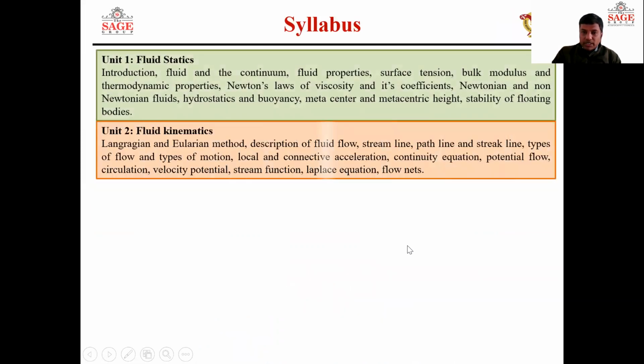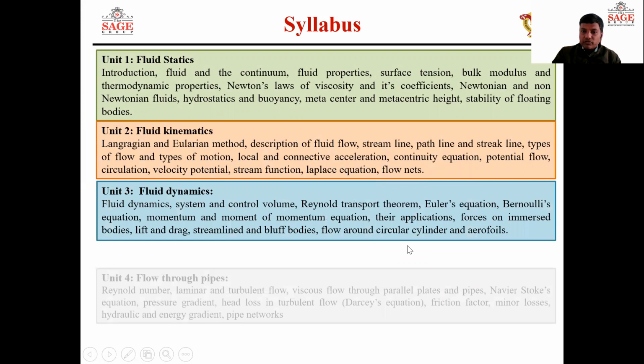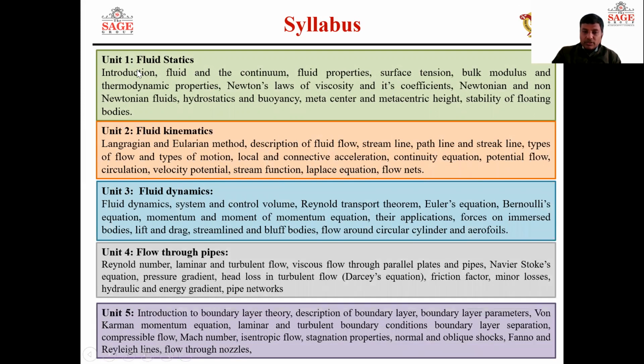In the syllabus, this Fluid Mechanics is divided into 5 units. The first unit is about fluid statics, followed by fluid kinematics, fluid dynamics, then the fourth will be flow through pipes, and unit 5 will be about boundary layer theory and compressible fluid. So we'll discuss each unit or the terms that I have used in detail in coming classes.